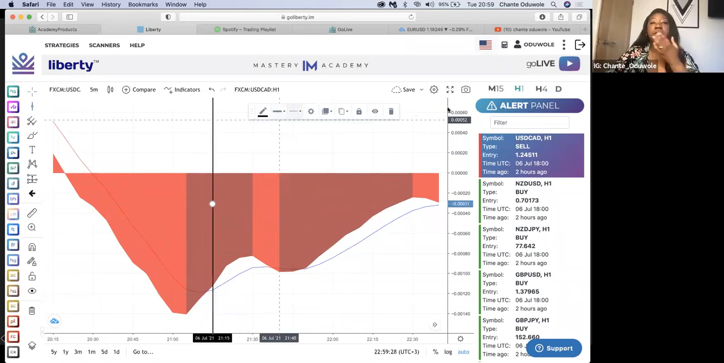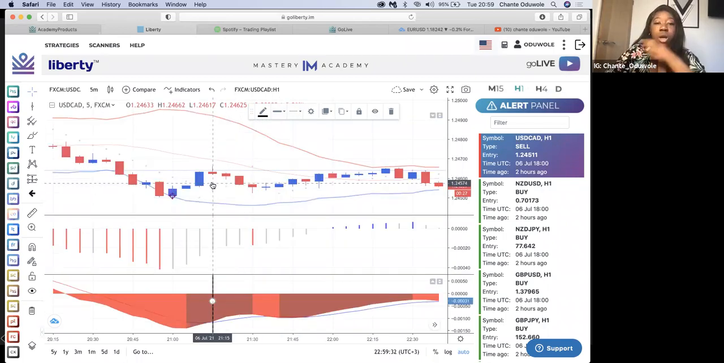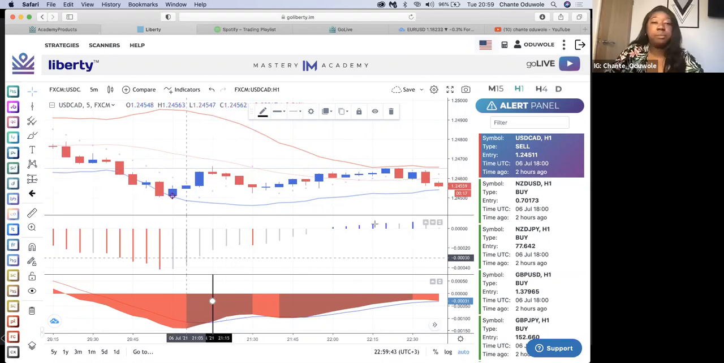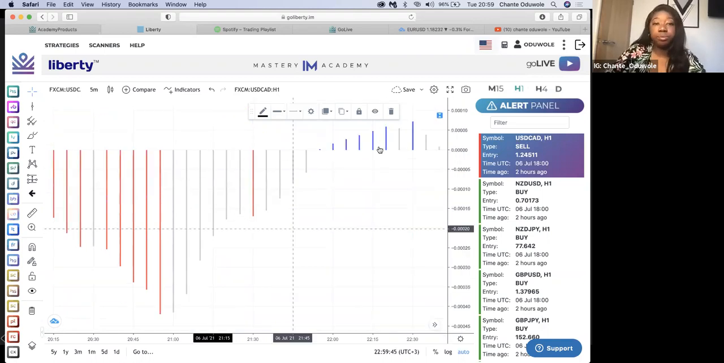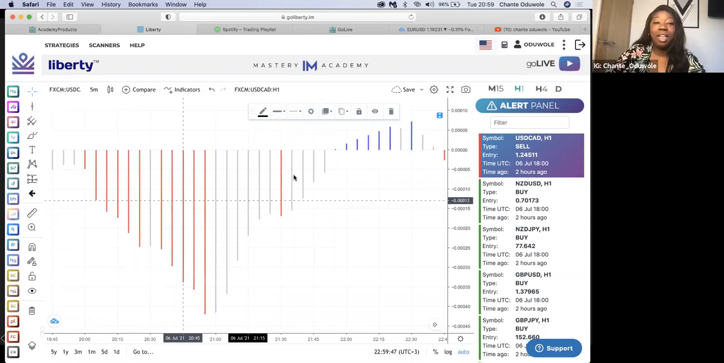There we go. So we can see where this is on our usual time frame. You then also have your histogram. All of these areas here are the histogram indicators. And if I open that up, when you've got red lines, you want to sell.